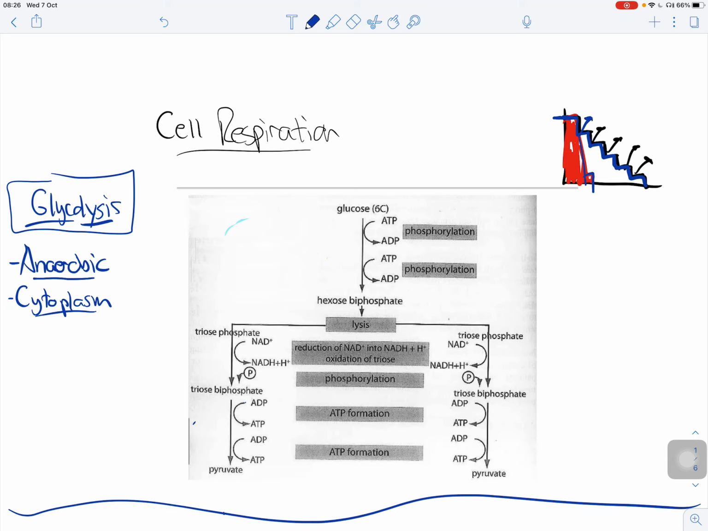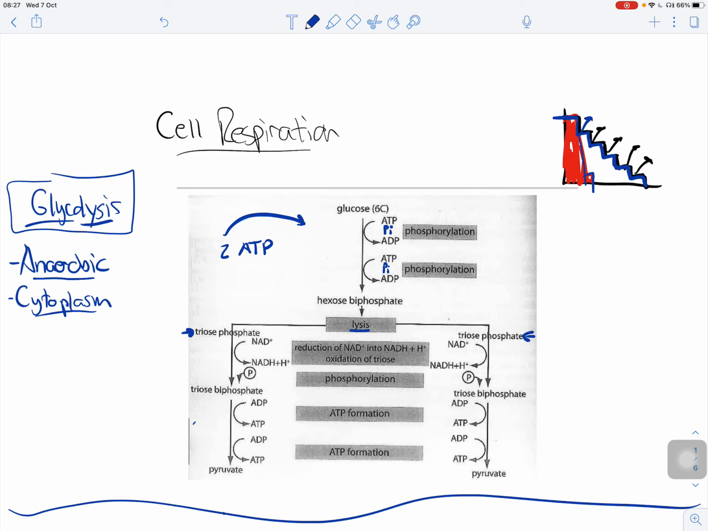Okay, so there's two things. First, you need to invest 2 ATP molecules. Okay. So we got to spend a little bit here to make some more ATP. So what happens there is glucose is converted into hexose bisphosphate. So basically, one inorganic phosphate from each of these ATP molecules is added to the glucose to make hexose bisphosphate. Now, this makes the molecule unstable and it undergoes lysis. Okay, and it changes into 2 molecules of triose phosphate.